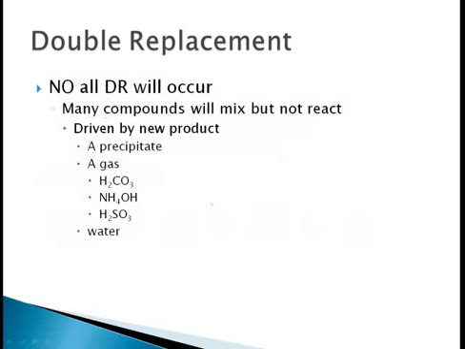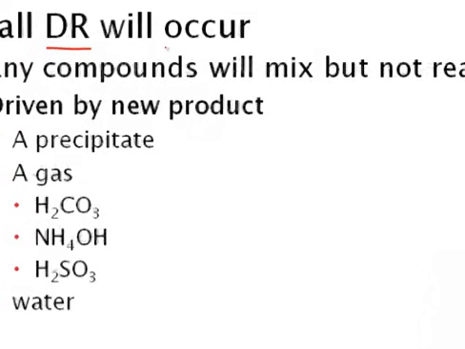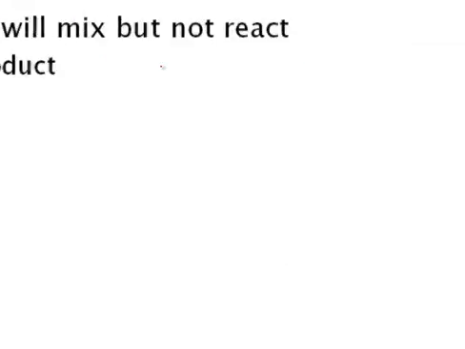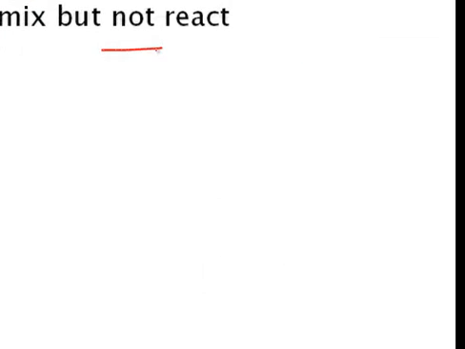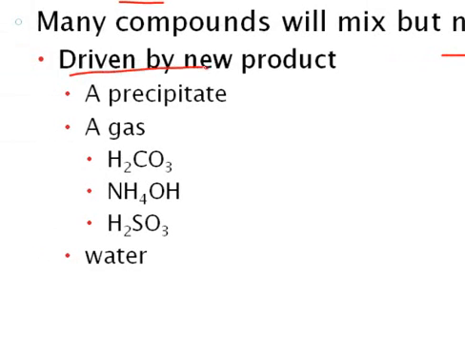Okay, so not all double replacements will occur. The challenge with double replacements is determining whether or not they're going to react. Many of them don't react. These are reactions that occur in solution. So you have a solution of one ionic compound, a solution of another ionic compound, and sometimes nothing happens. They all just float around. So what you need to determine is whether or not a new product is made. You've got to have a new product made, otherwise it's an NR, no reaction.